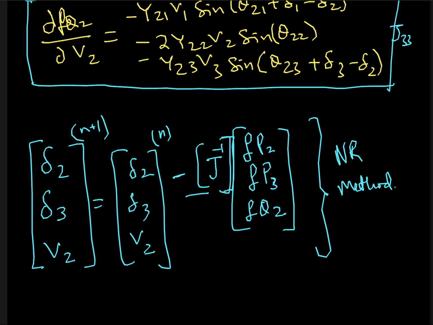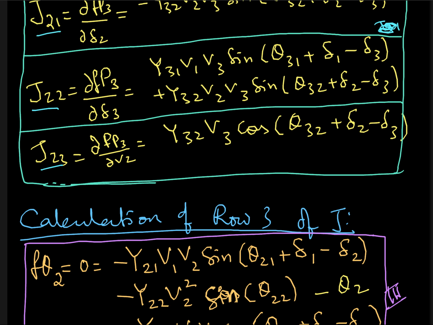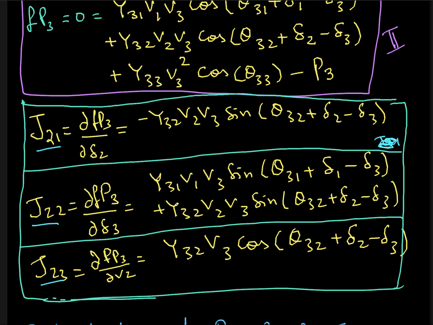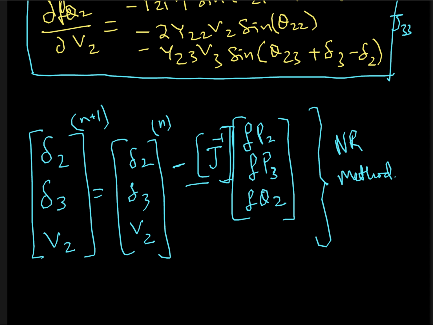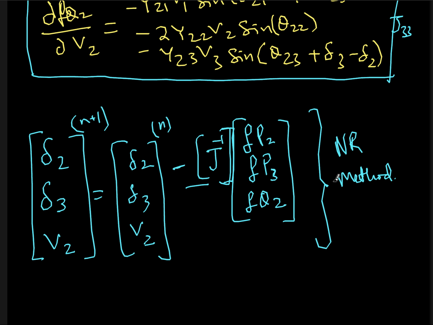So hopefully I have not made any mistake in writing down the equations. Let me check the equations once again, and then in the next video I will open MATLAB and start typing these equations, and then we'll try to solve the load flow using the values that we have assumed before, and try to find out the delta 2, delta 3, V2 values.